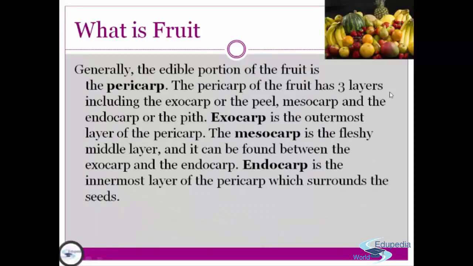Generally, the edible portion of fruit is the pericarp. The pericarp of the fruit has three layers, including the exocarp or peel, the mesocarp, and the endocarp or pit. Exocarp is the outermost layer of the pericarp. The mesocarp is the fleshy middle layer, and it can be found between the exocarp and endocarp. And the last layer, we have the endocarp. It is the innermost layer of the pericarp which surrounds the seeds.